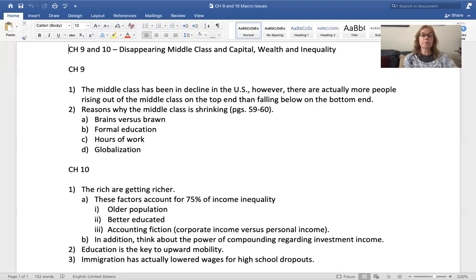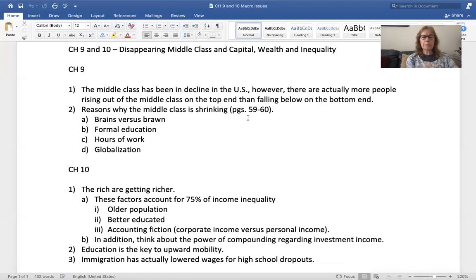So why is this? Just to repeat number 1 on this outline: yes, the middle class is declining, but the main takeaway is more people are rising out of the middle class on the top end than falling below on the bottom end. Why is this? Well, here are some reasons. This is on pages 59 and 60 in the book.